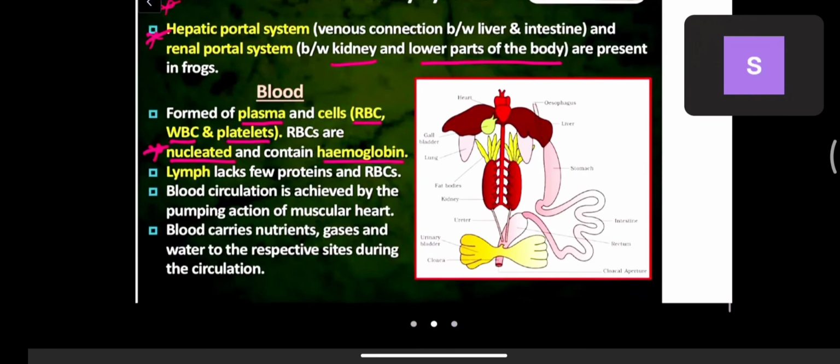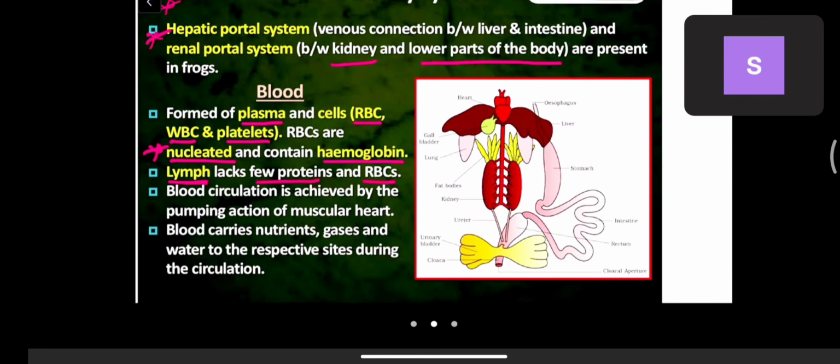So lymph lacks a few proteins and RBCs, because we have studied that lymph mainly consists of what? It consists of WBC and serum, plasma. Understood? RBCs will not be present in lymph. Total RBCs, they will be collected by veins only. Some WBCs are left over in the organs. So main lymph consists of WBCs and serum itself. Red blood corpuscles are not present in lymph.